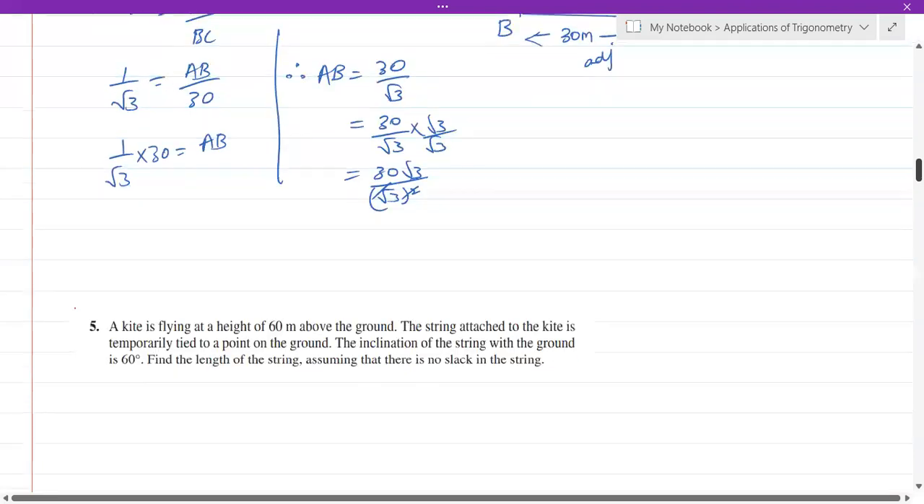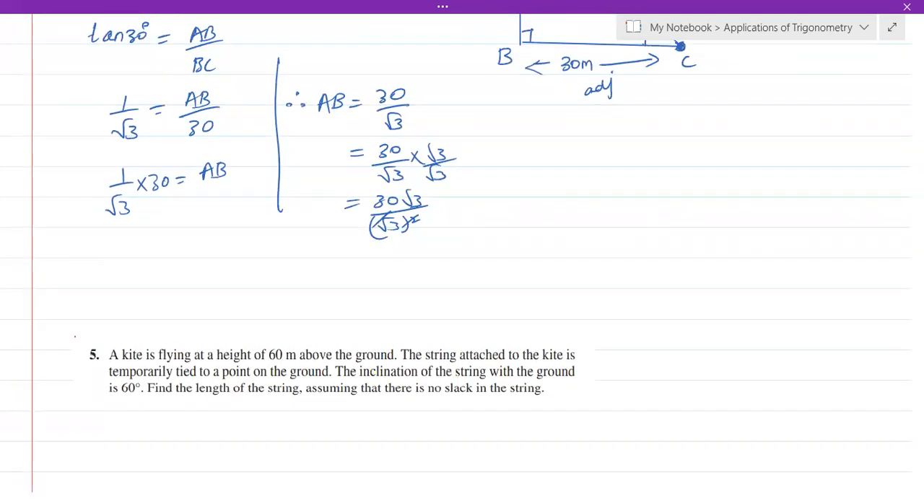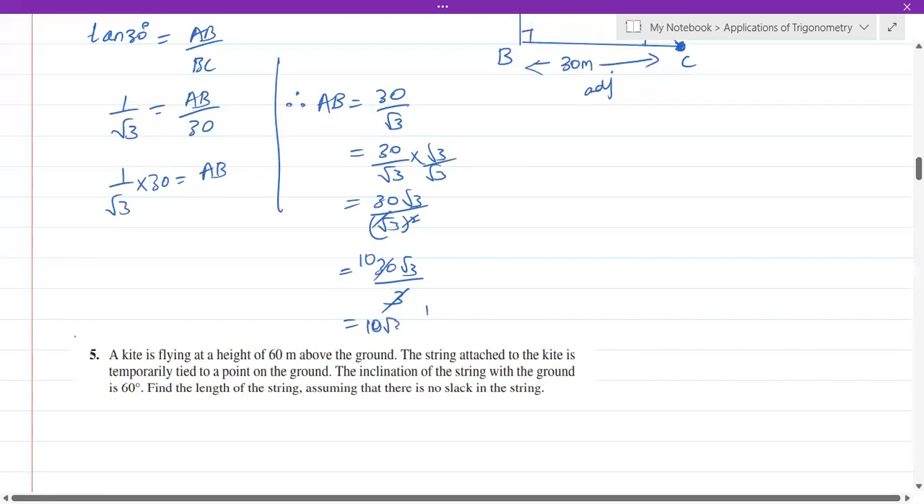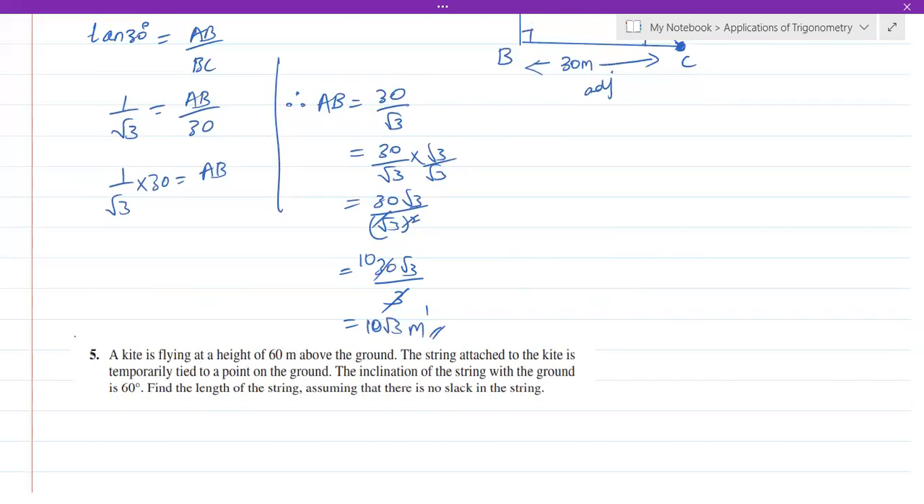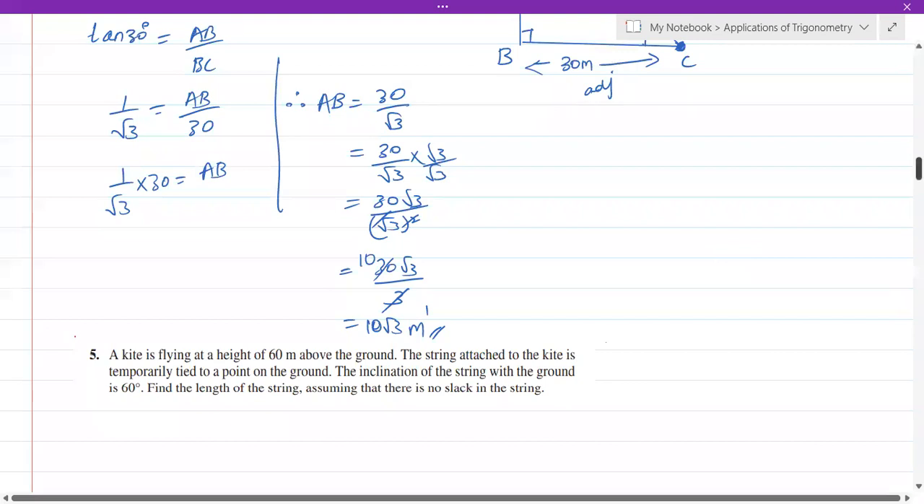What happens in the next step? What we have got is 30 root 3 divided by 3. So 3 ones are 3, 3 tens are 30. Therefore, the answer is 10 root 3 meters. That's the height of the tower, isn't it? Okay, students, let's continue to the next problem.